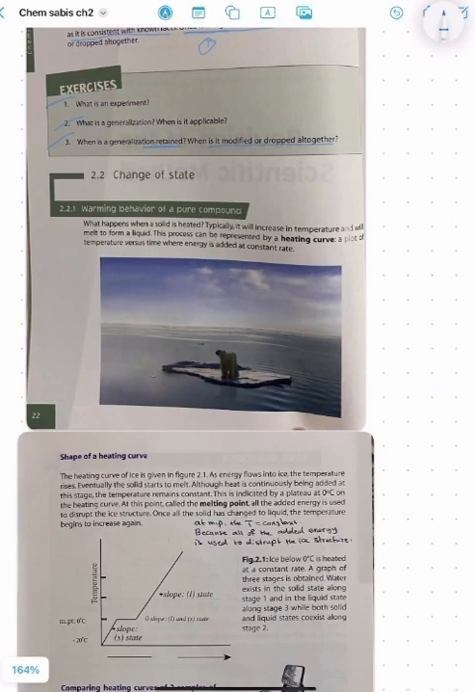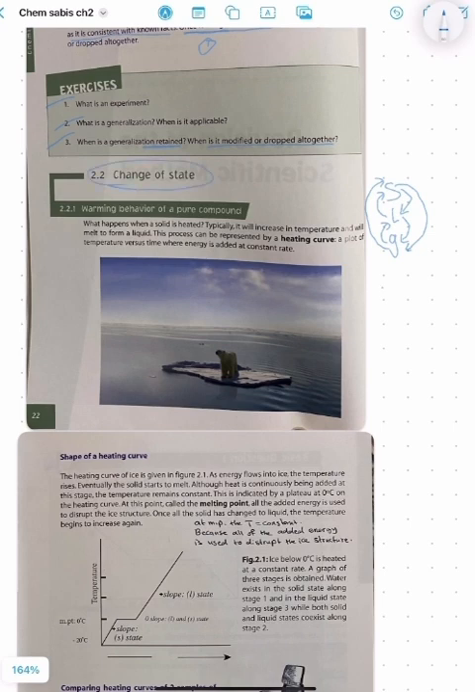Chapter 2, section 2 will talk about changes of state. First, we have to know how many states we have. You know that we have solid, liquid, and gas. We have a fourth state, but we do not talk about it. It's too complicated for you. So changing from, for example, solid to liquid or liquid to gas, gas to liquid, liquid to solid, or even solid to gas or gas to solid, we call them changes of state.